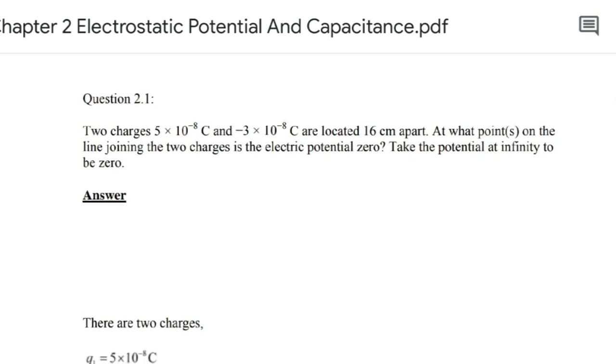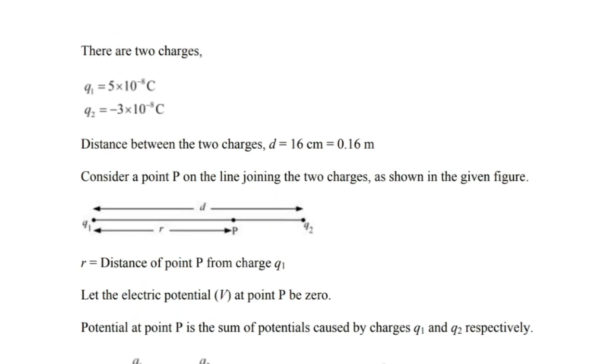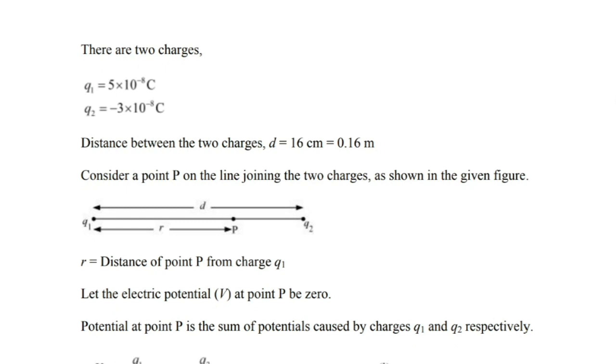So the thing is this, here we have two charges, 5 into 10 raised to minus 8 coulomb and minus 3 into 10 raised to minus 8 coulomb. And the distance between the two charges is 16 centimeter. So we can consider the point P on the line joining the two charges, between the two charges. We have already discussed such a question earlier in example 1.